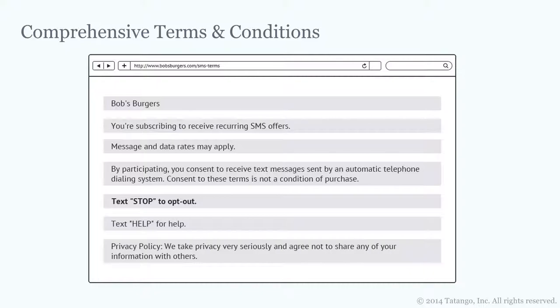By participating, you consent to receive text messages sent by an automatic telephone dialing system. That's the first part. Consent to these terms is not a condition of purchase, meaning you don't have to purchase. You don't have to opt in because you purchase something. Text stop to opt out. Remember we talked about being bold. Text help for help. Remember if you want to, you can put a toll-free phone number or an email address. And then the privacy policy.